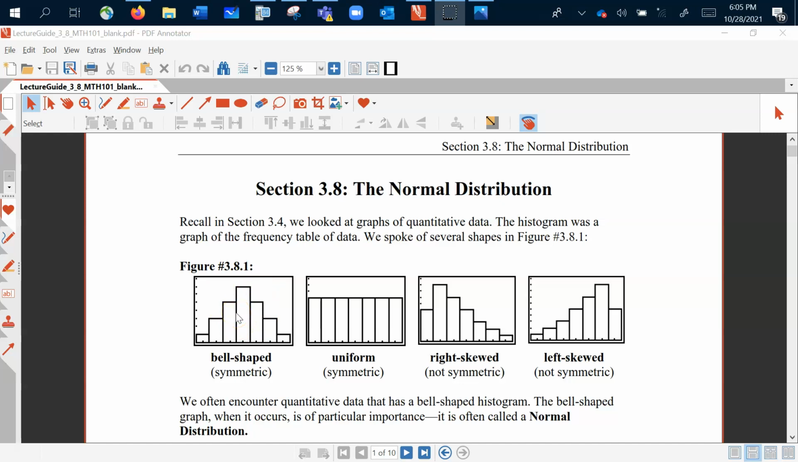It's going to be called the normal distribution. Now the histogram itself isn't the normal distribution, but we can approximate the histogram with a smooth curve called the normal curve.